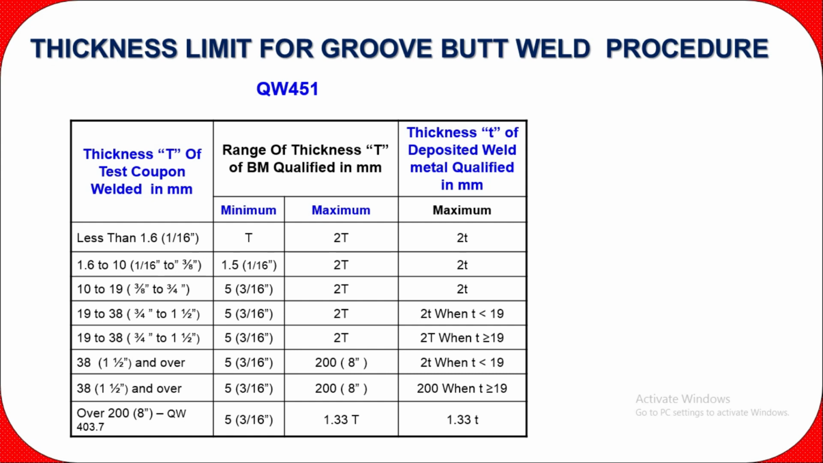This is very important. If the thickness of the test coupon is 1.6 mm, the base metal minimum is T, meaning 1.6 mm, and the maximum is 1.6 into 2, so 3.2 mm can be welded for the base metal. And for the thickness T of the weld metal qualified, you have to go with 2T only.